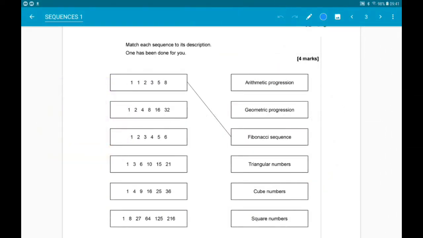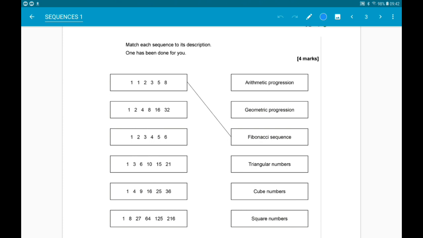Okay then, first up, great question to start sequences on. So here we have sequences on the left, we want to match them to the description on the right. So the top one, 1, 1, 2, 3, 5, 8, is indeed Fibonacci. We are adding the previous two terms to get the next.